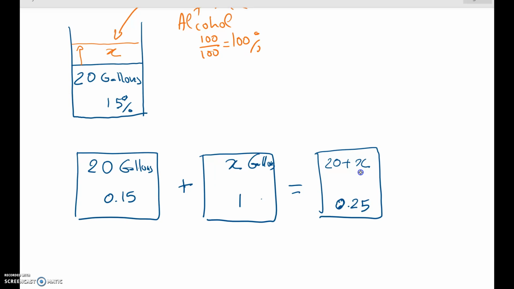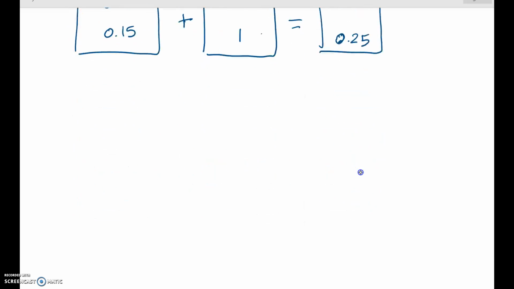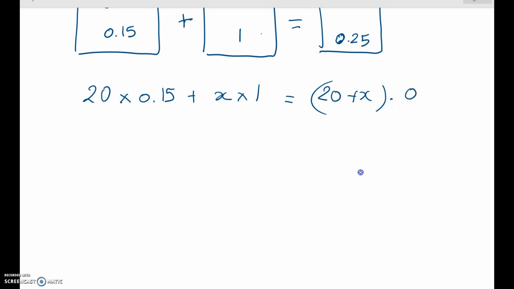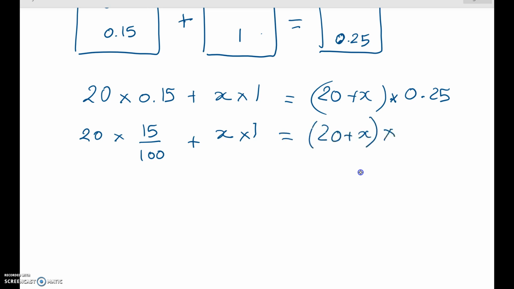Once you have written that, you can do 20 multiplied by 0.15 plus X multiplied by 1 equal 20 plus X multiplied by 0.25. Okay? You have two options. You can use your calculator and plug 0.25 and work with decimals. Or what you can do is rewrite 20 multiplied by 15 divided by 100 plus X multiplied by 1. That doesn't change. And on this side, you got 20 plus X multiplied by 25 over 100.